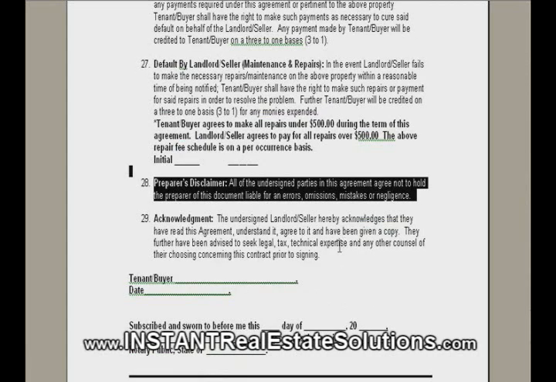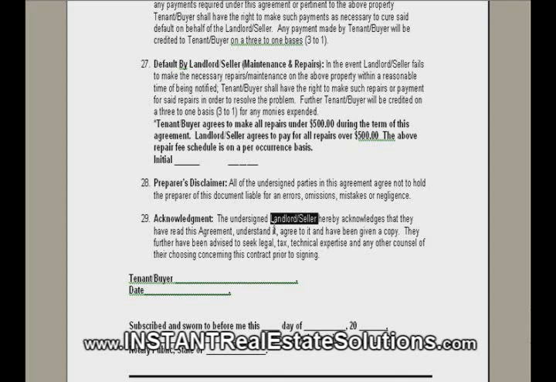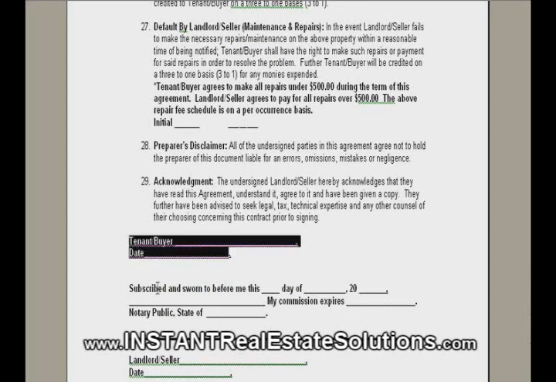And 29, acknowledgement. The undersigned landlord-seller hereby acknowledges that they have read this agreement, understand it, and agree and have been given a copy. Now, this is only for that sandwich lease option. If you're not doing the sandwich lease option, then change this right here to tenant buyer and resave that. I would have 2 agreements, okay? They have further been advised to seek legal, tax, technical expertise, or any counsel of their choosing concerning this contract prior to signing. Again, you're going to have the tenant buyer sign and date it.